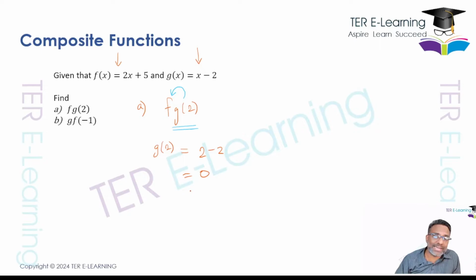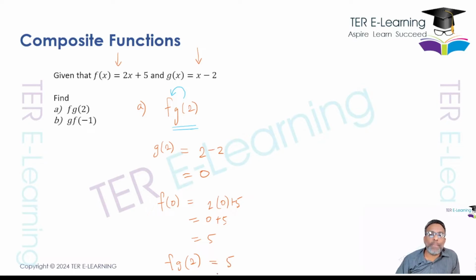Now this answer that I get, I'm going to plug into the function f. So we're going to find f of 0 now. You're going to plug 0 into the function f. So this is going to be 2 multiplied by 0 plus 5. So this is going to be 0 plus 5, which is 5. So the composite function fg of 2 is simply going to be 5.